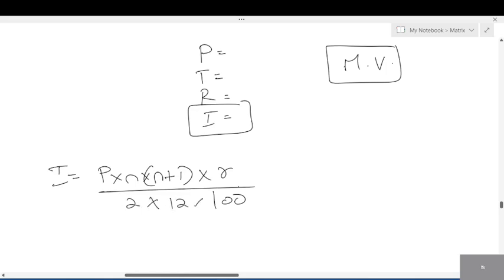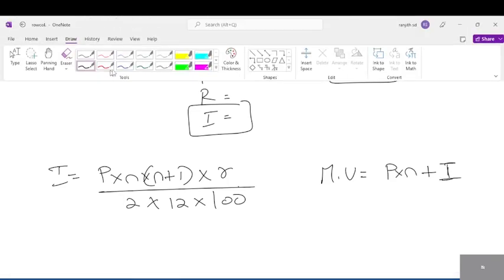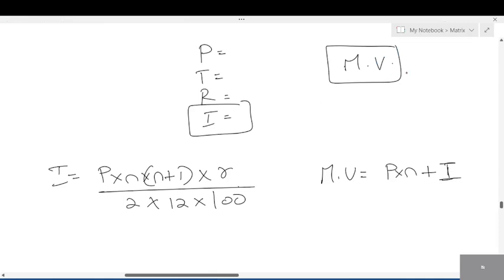Very good. 2 into 12 into 100. What is maturity value? Yeah, P into N plus I. Not 1. That is not 1. I, right? Yes, interest. So whenever maturity value is given, we always use this formula first.